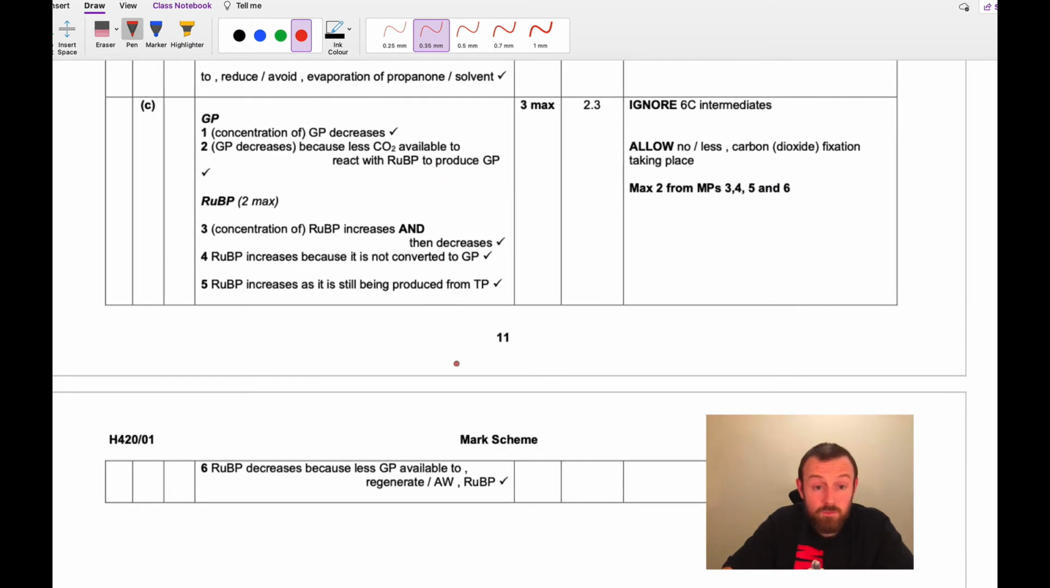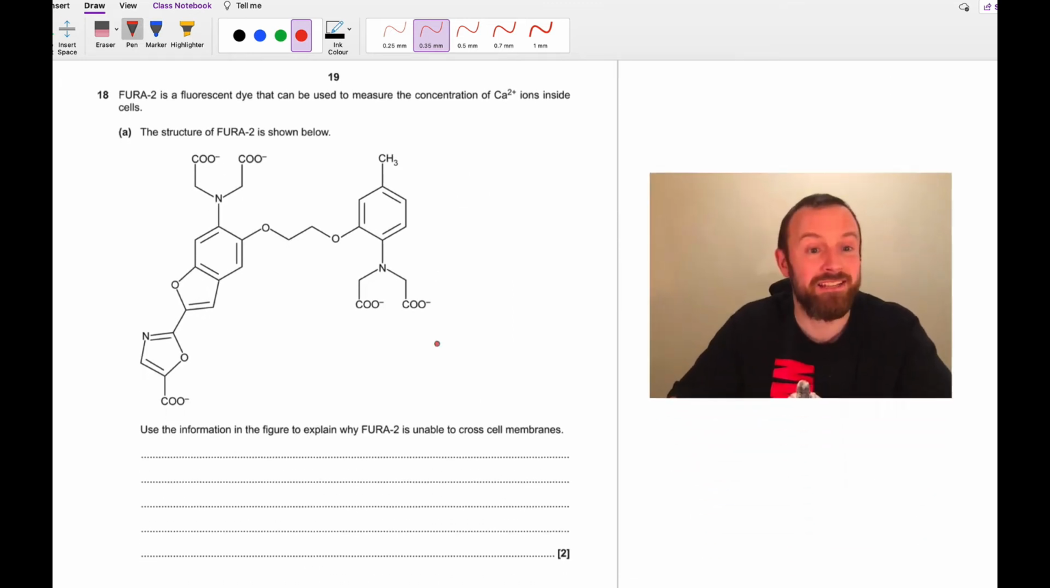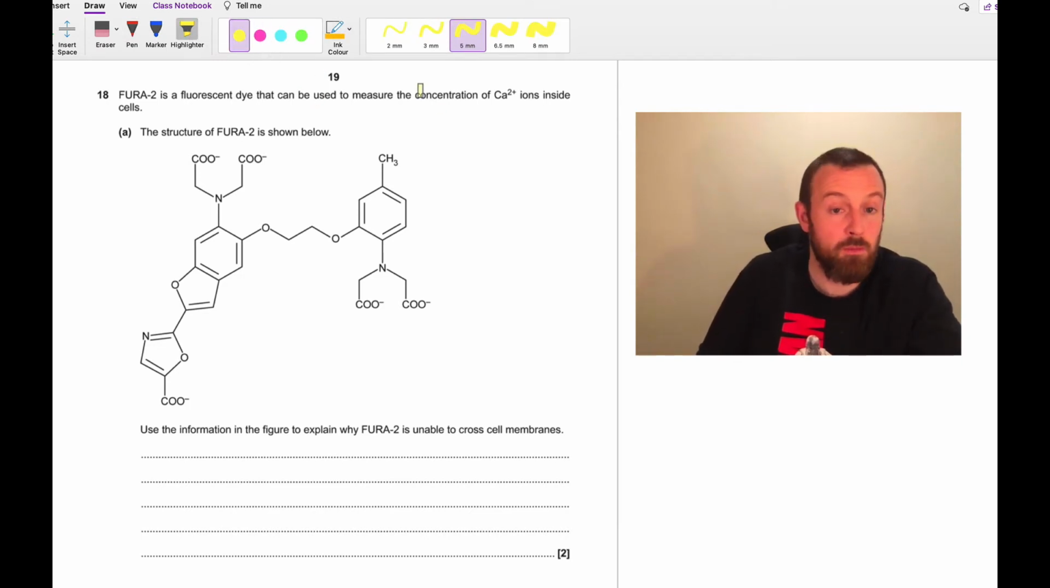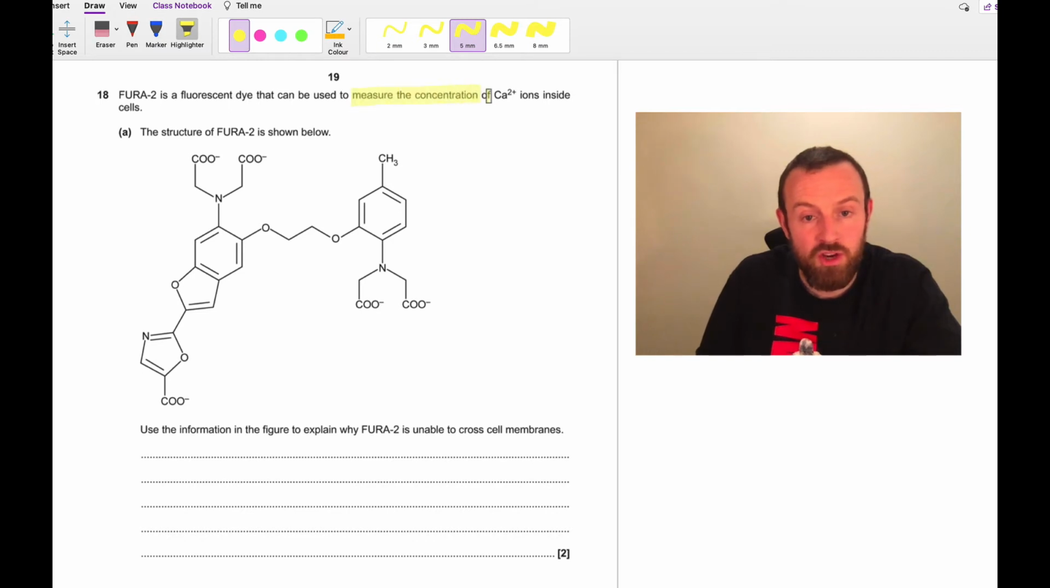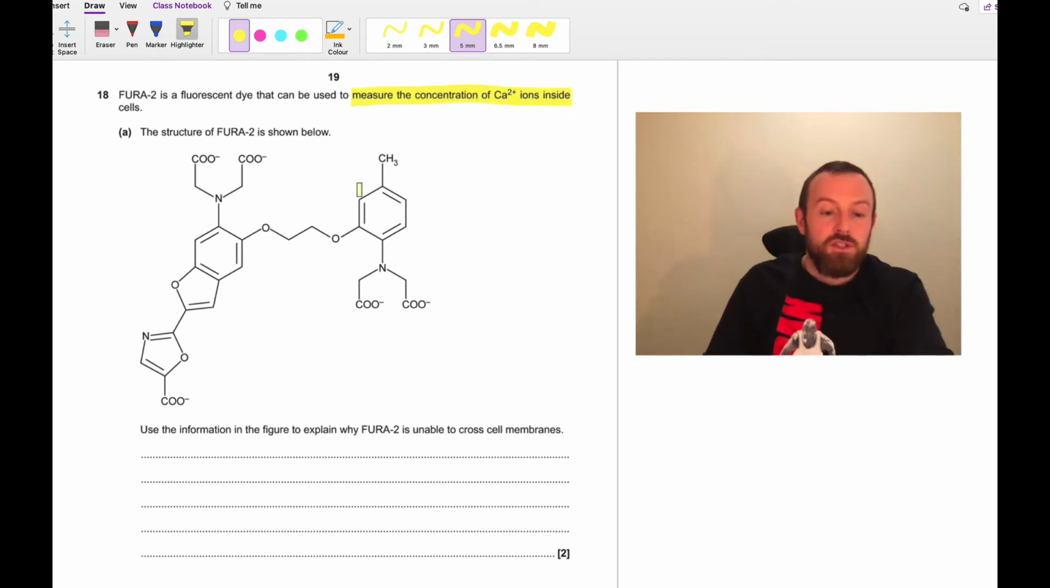There it is. Pause and have a look if you need to, and then we're going to move on. Okay, question 18. Fura2 is a fluorescent dye that can be used to measure, I feel like this will be important later, the concentration of calcium 2+ ions inside cells. So, it says use the information in the figure to explain why Fura2 is unable to cross cell membranes.